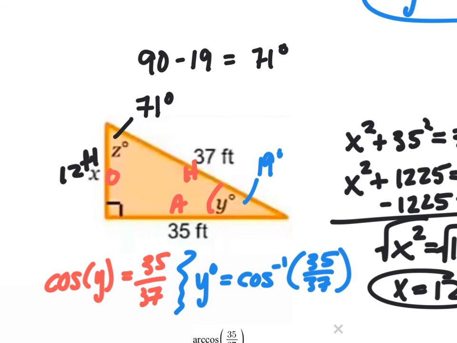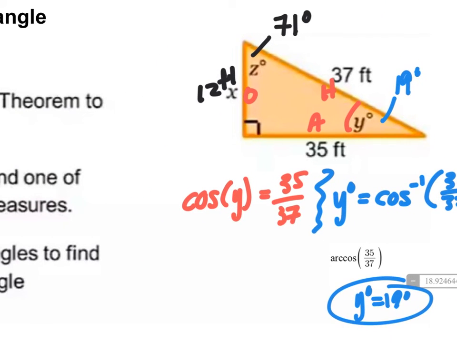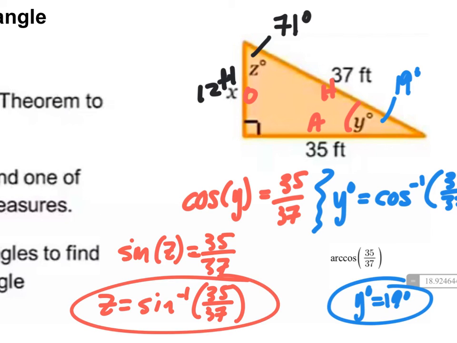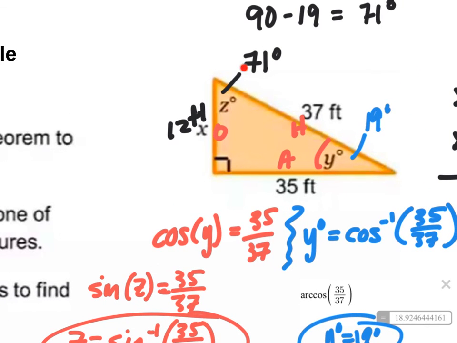You could also do a trig function to find out what z is. You could say sine of z is equal to 35 over 37, and then you could say that z is equal to sine inverse of 35 over 37, and you could go that route. So it doesn't really matter what you do. If you put that in the calculator, you're still going to get 71 degrees.